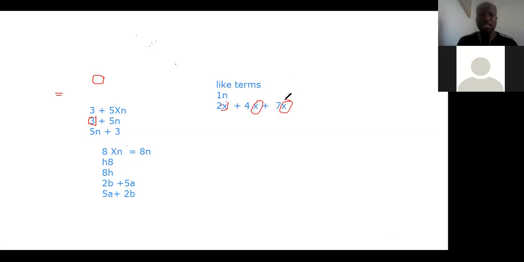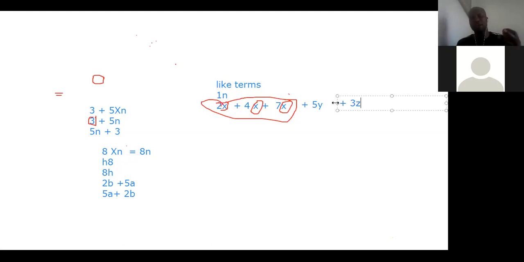But if I'm going to add another number here and say plus 5y, ooh, look at it. Y is not similar to the rest. So these ones are called like terms, isn't it? These ones are called like terms. Okay, I want to add another one here. What if I say plus 3z? They are not the same.